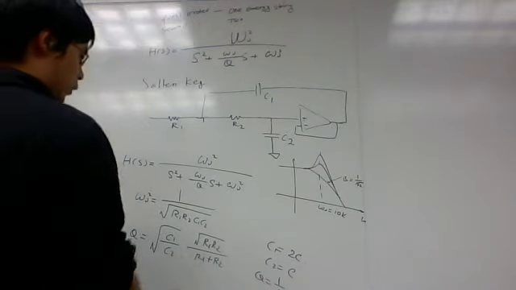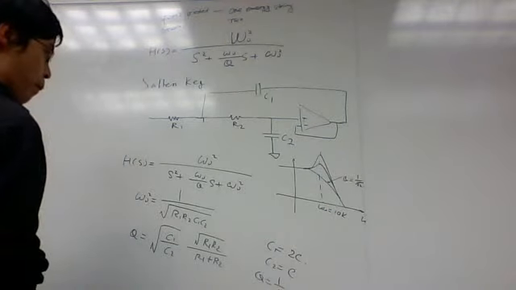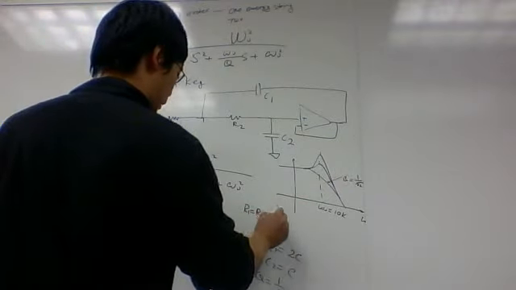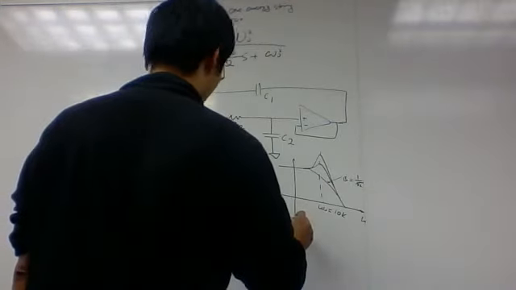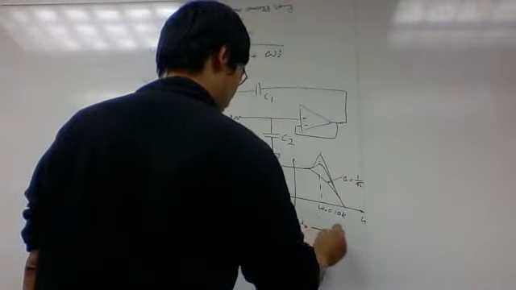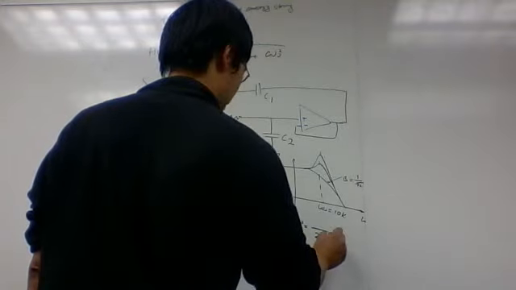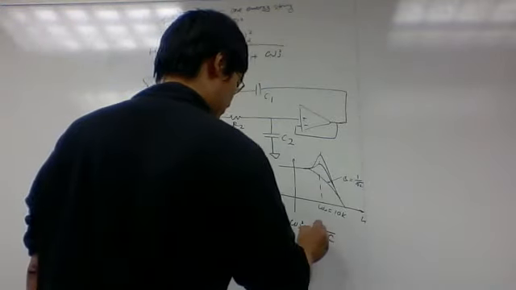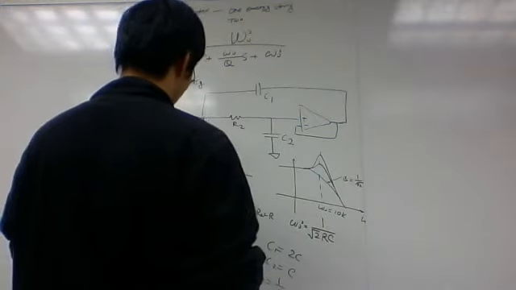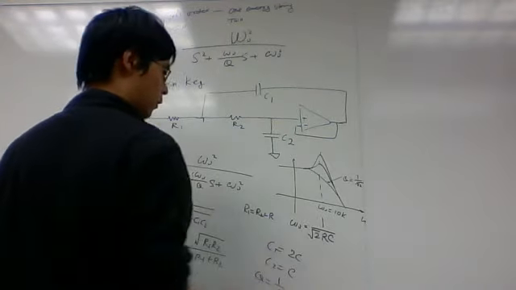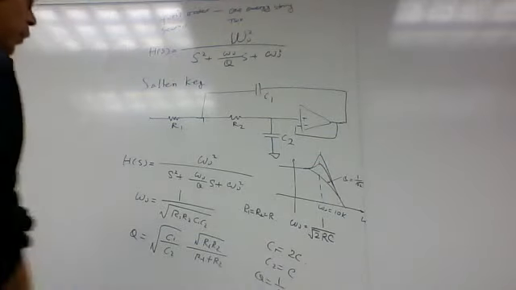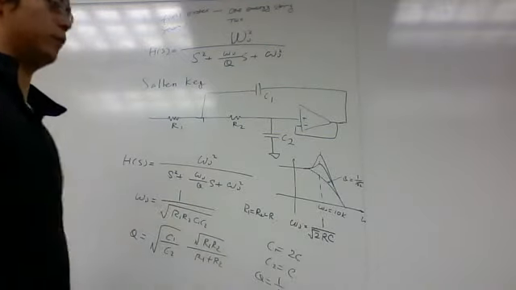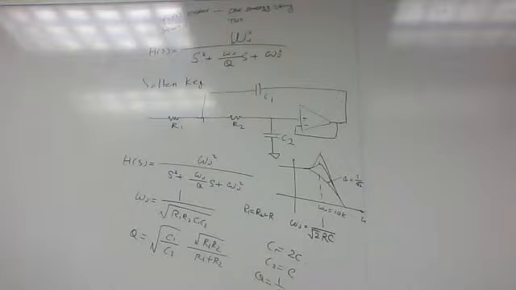So then what you do is you can choose R1 equal to R2 equal to R, right? So then your omega 0 will be 1 over square root of 2 R C. Then you can pick reasonable values to meet your omega 0. Okay.